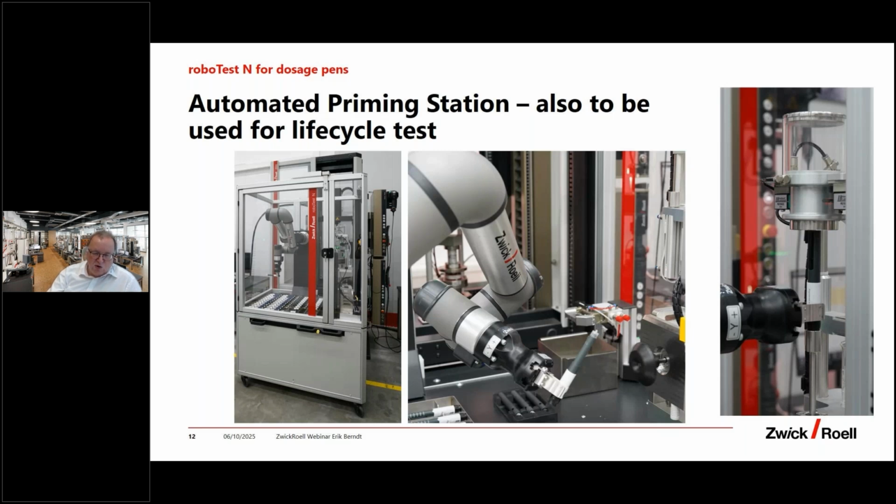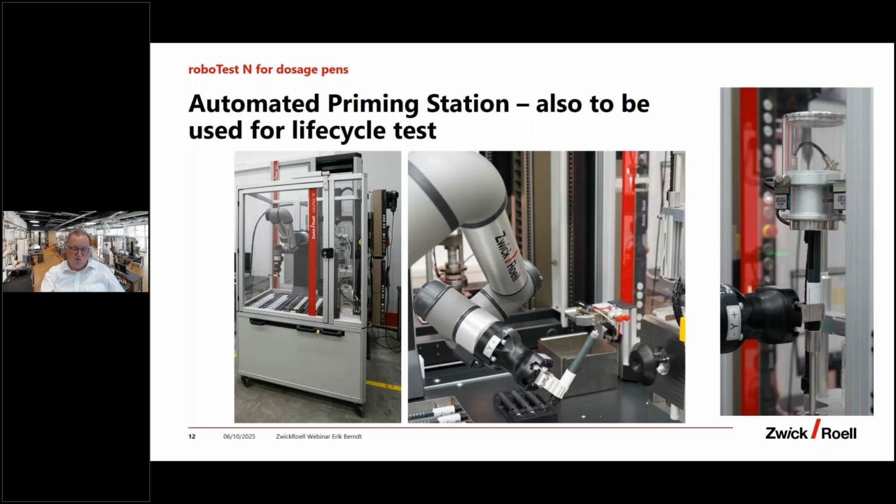And with this, we now have automated priming stations. We have stations where we can put on the needles. These systems are also used for life cycle testing, where you can do many more tests on the pen itself. Perhaps you are using the needle more on the same pen, or the same needle on different pens, to reduce the influence of the needle on the testing. So there are multiple possibilities at the end with such flexible systems.